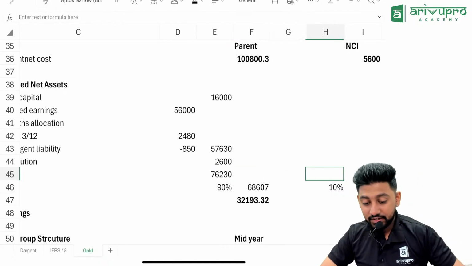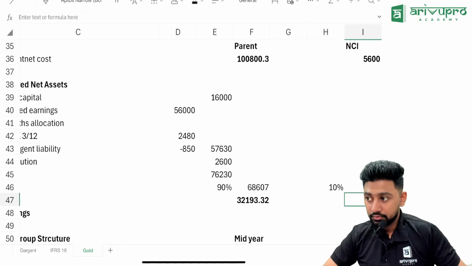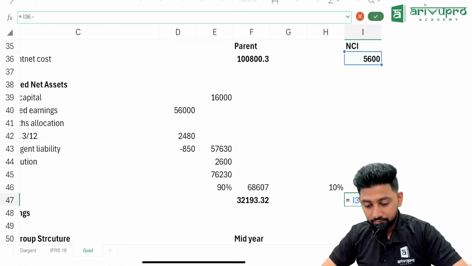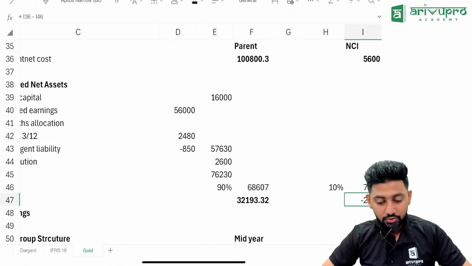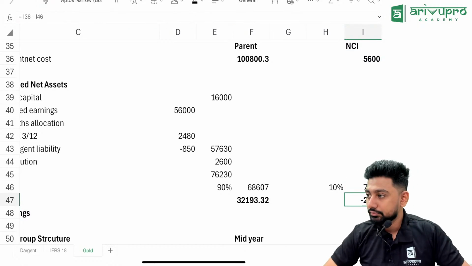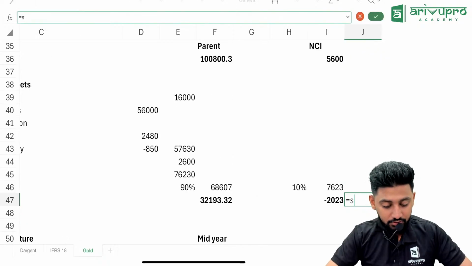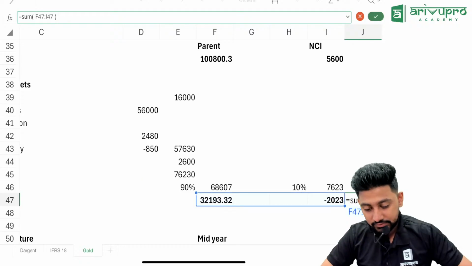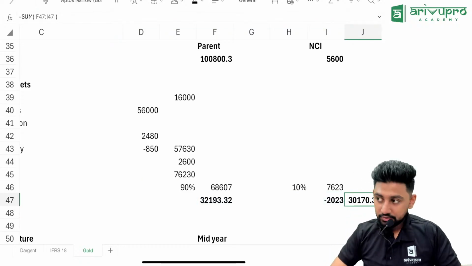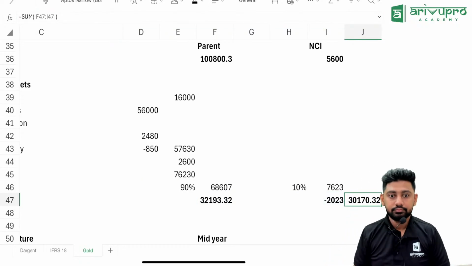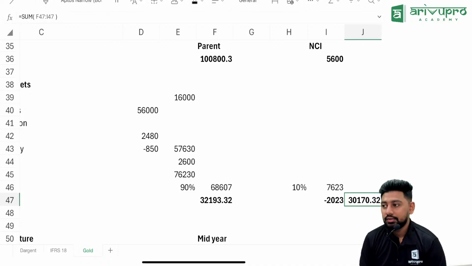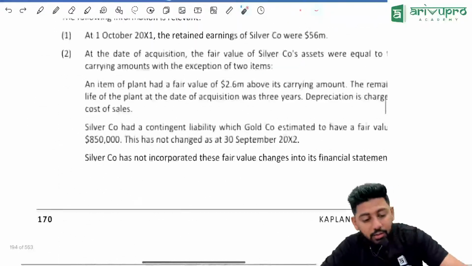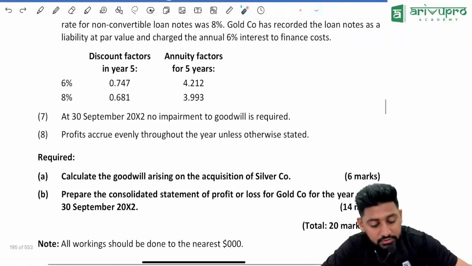Oh, I think there is a negative goodwill for NCI. Therefore, equals 5,600 minus 7,623, 2,203. Therefore, you can set it off and show your total goodwill in the exam as this, 30,170. So requirement A and requirement B in terms of goodwill is done.